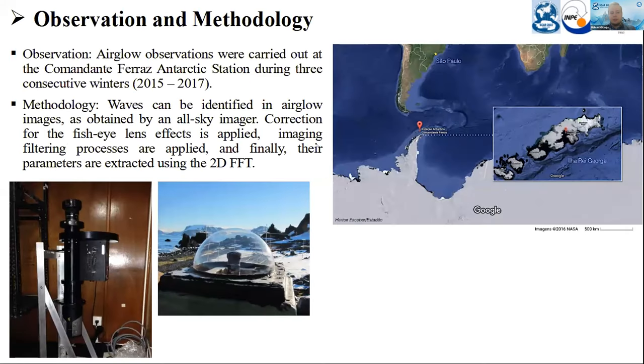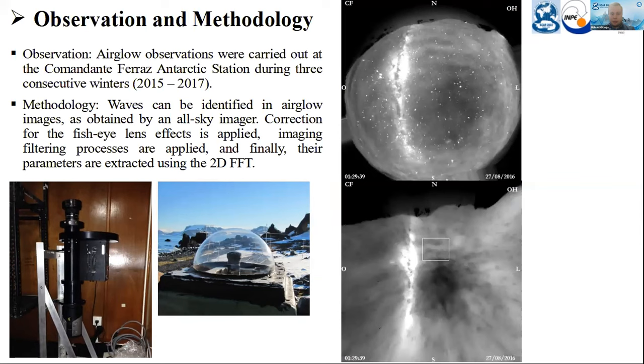The observations were carried out with an airglow imager at the Commandant Ferraz Antarctic Station. It's on King George Island, near the tip of the Antarctic Peninsula. We had 3 years of consecutive observations. Here's a photograph of the imager in those years, here in the protection dome. In the airglow image obtained, we can see the wave structures.